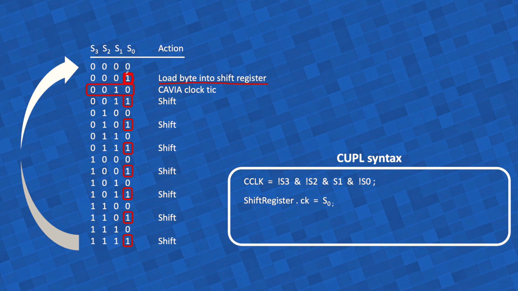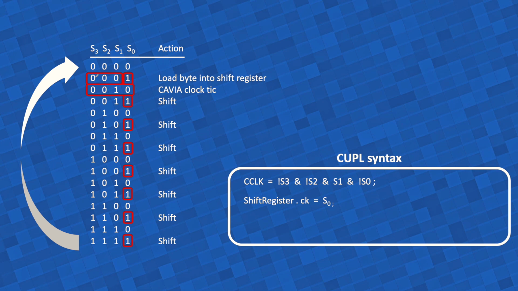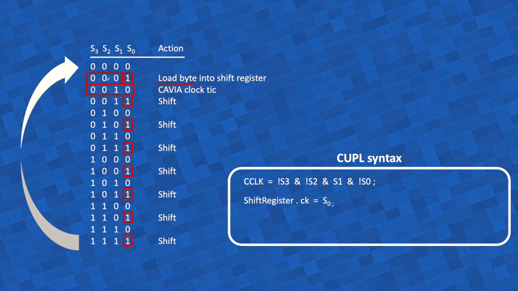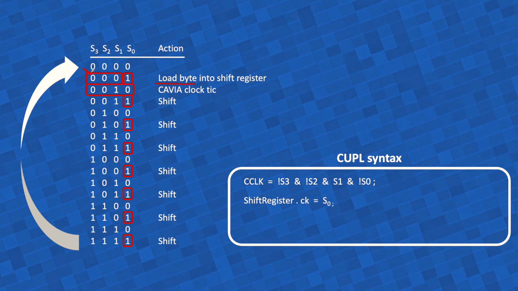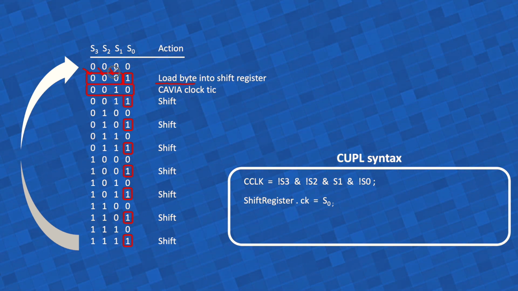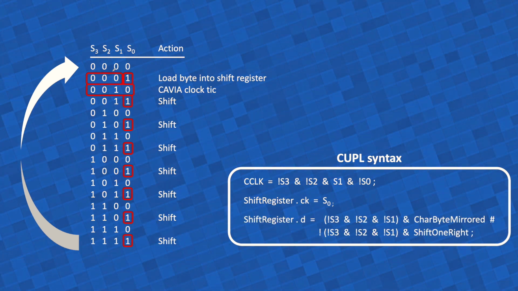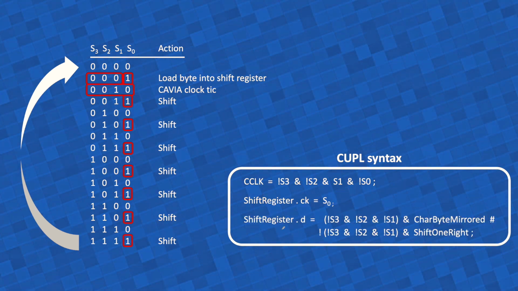So we can ignore this part and only look at the next 3 states, the next 3 bits. A load is done only when S3 is 0, S2 is 0, and S1 is 0. So what would be the CUPL syntax for that? You're already familiar with that.